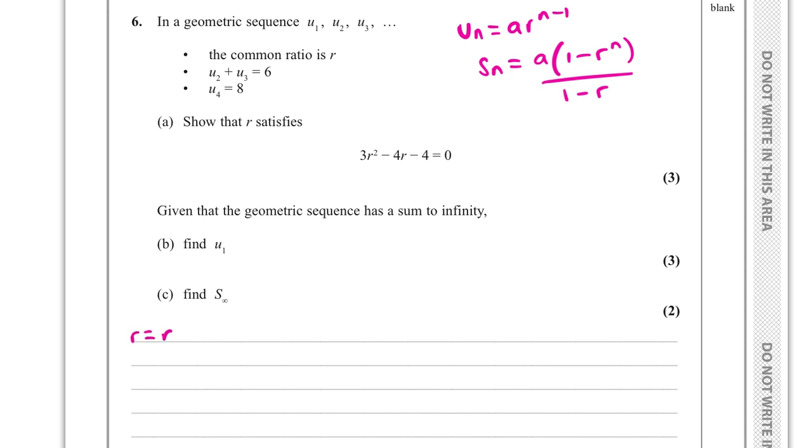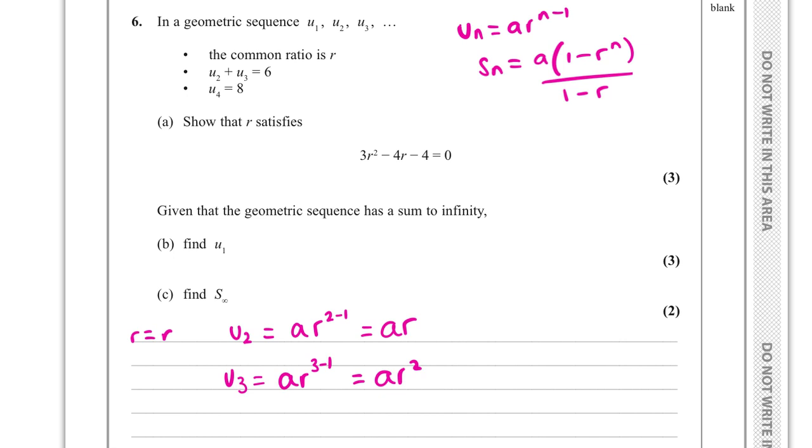And it says u2 plus u3 is 6. Okay, we don't know what a is at the minute. And u4 equals 8. So the first thing we can do is write all this in terms of the formula. So what is u2? u2 is ar to the 2 minus 1, so actually u2 is just ar. When you don't know what you have to do, just do what you do know, and then we should start seeing some equation we'll be able to play with. u3 equals ar to the 3 minus 1, which is ar squared.